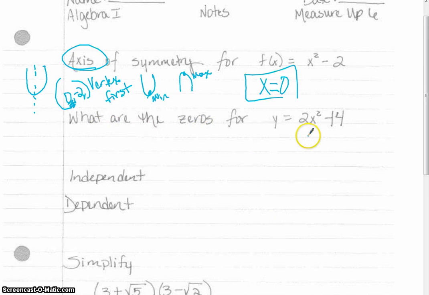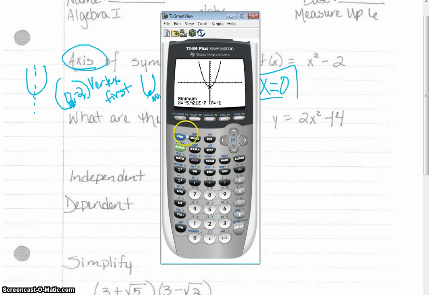What are the zeros for y equal to x squared minus 14? Zeros are going to be where it crosses the x-axis. So you would go to y equal, clear it out, and you would put x squared minus 14. Now there's more than one way to do this. You could go to your table and look for places where y is 0, but it looks to me like it's not going to be a good number. It's not going to be a whole number. It's going to be a decimal.